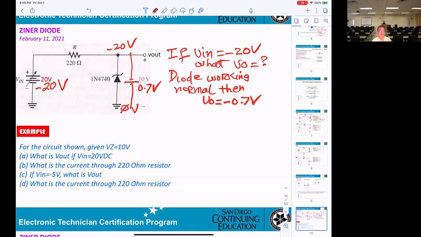That the three things can happen to the Zener. Then when you see it, you know what to do.